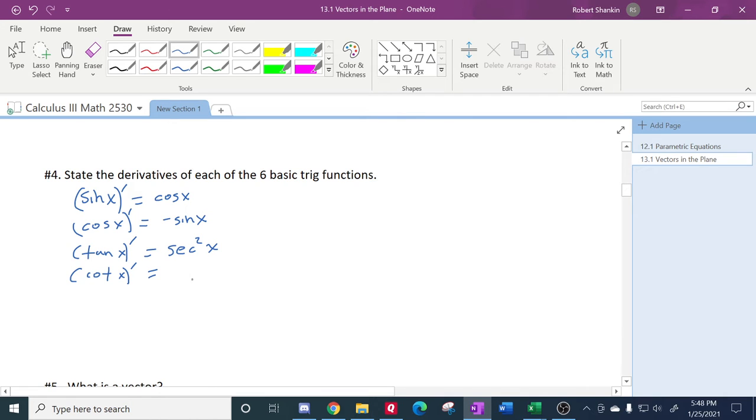If the derivative of tangent is secant squared, you'd think the derivative of cotangent should be cosecant squared, but it also has a negative. Derivative of secant is secant tangent, and the derivative of cosecant is cosecant, just follows the same pattern, cotangent, but with a negative.